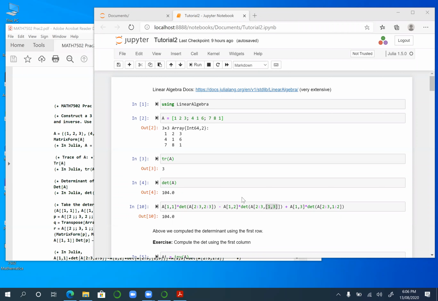All right. So where were we? So we've got to run this. If you're at home, you'll be doing this now. For starters, you'll have to run using LinearAlgebra.